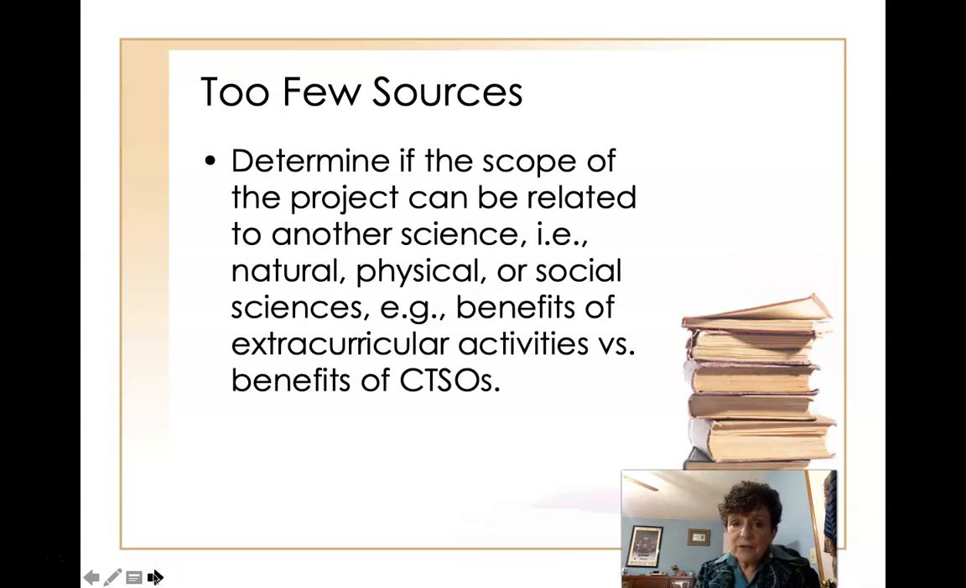Sometimes if you have too few sources to go to, see if your topic can go to another discipline, maybe to another science, maybe natural, physical, or social, to talk about how this correlates with another area of studies. So this one says benefits of extracurricular activities, which have to do with the physical exercise type of science, versus benefits of going to CTSOs, which are career technical student organizations, just in case you didn't know that.